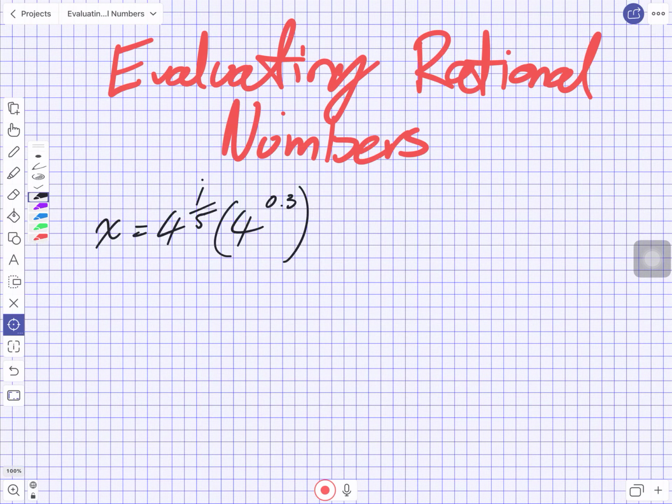Okay. So we're going to evaluate rational numbers. We'll evaluate them, but we're also going to leave them as an exponential number with a fractional exponent, which is also known as a rational. If you take a look here, what's difficult about this question is we have a fraction for an exponent and we have a decimal for an exponent.